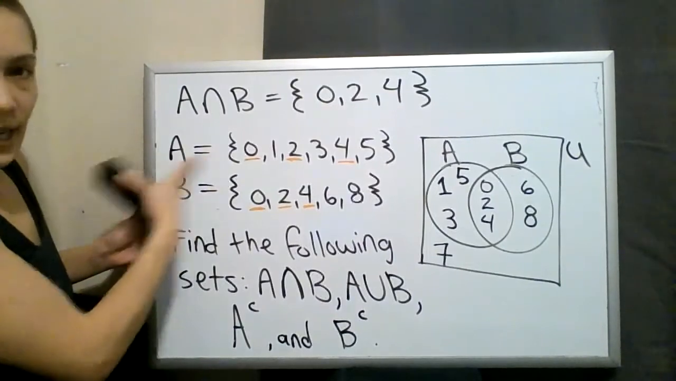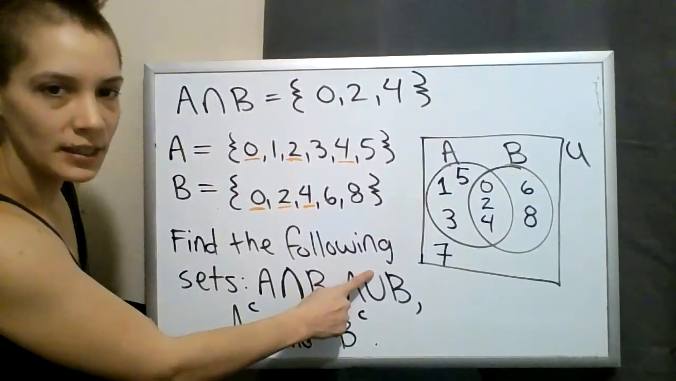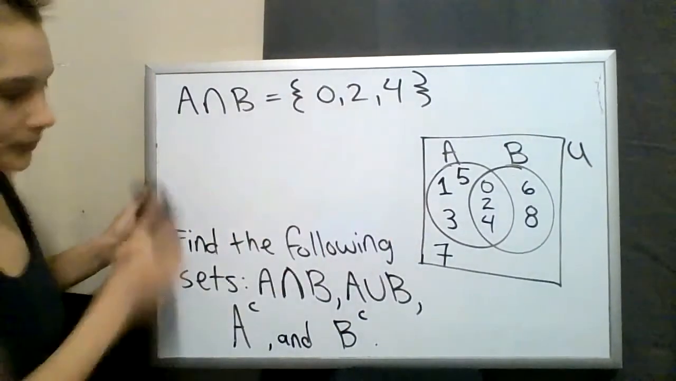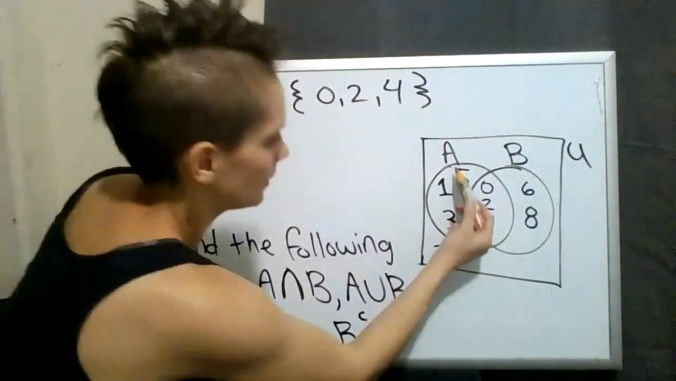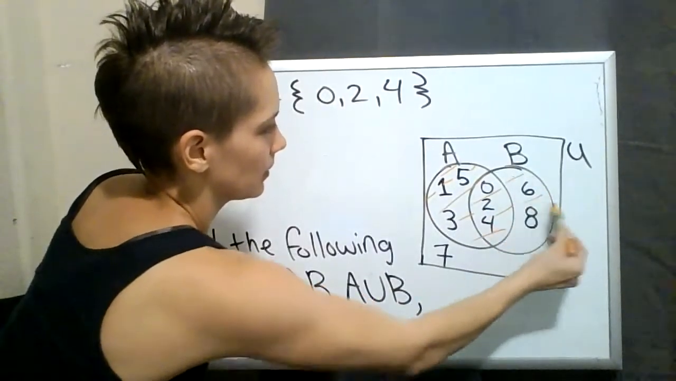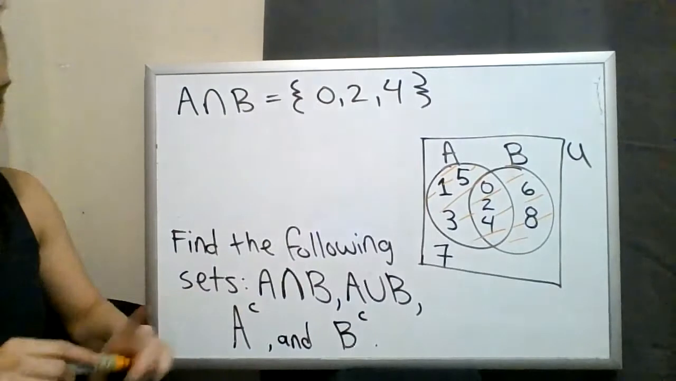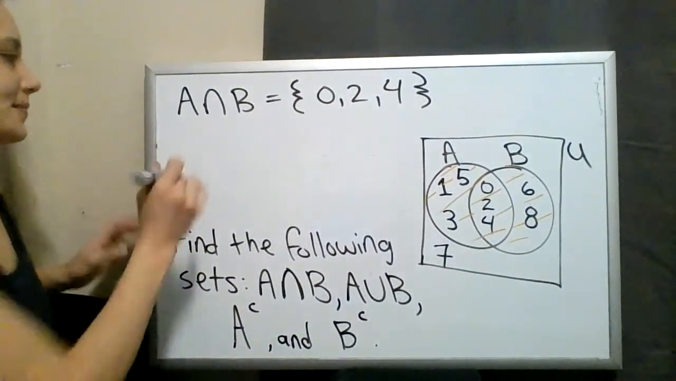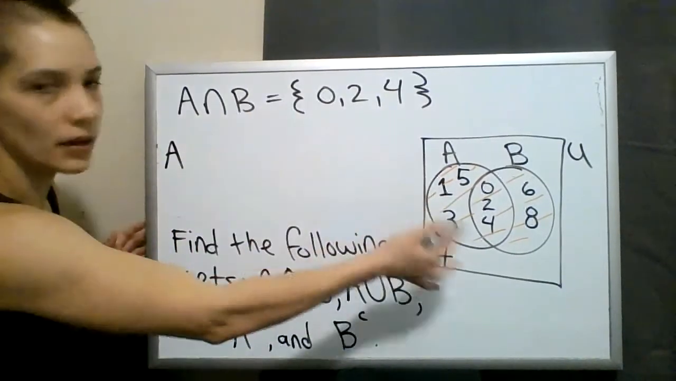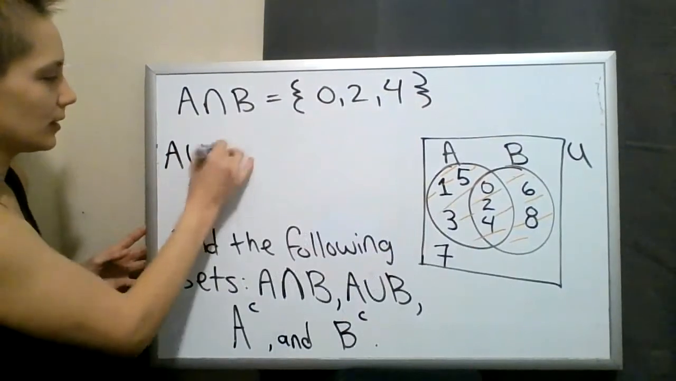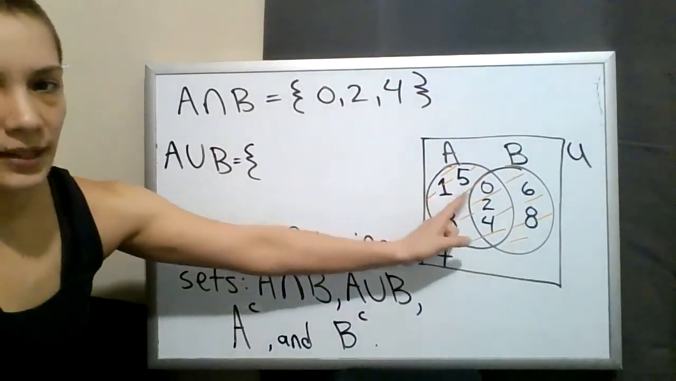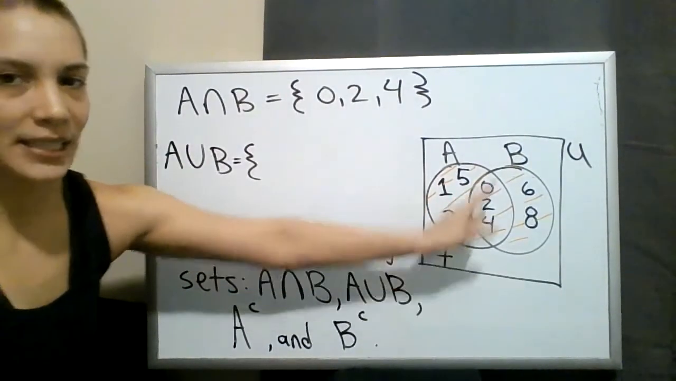Now you take set A along with set B to find the union, and you don't repeat your elements. So A union B. A along with B is going to give the set that contains 1, 5, 3, 0, 2, 4, 6, and 8.